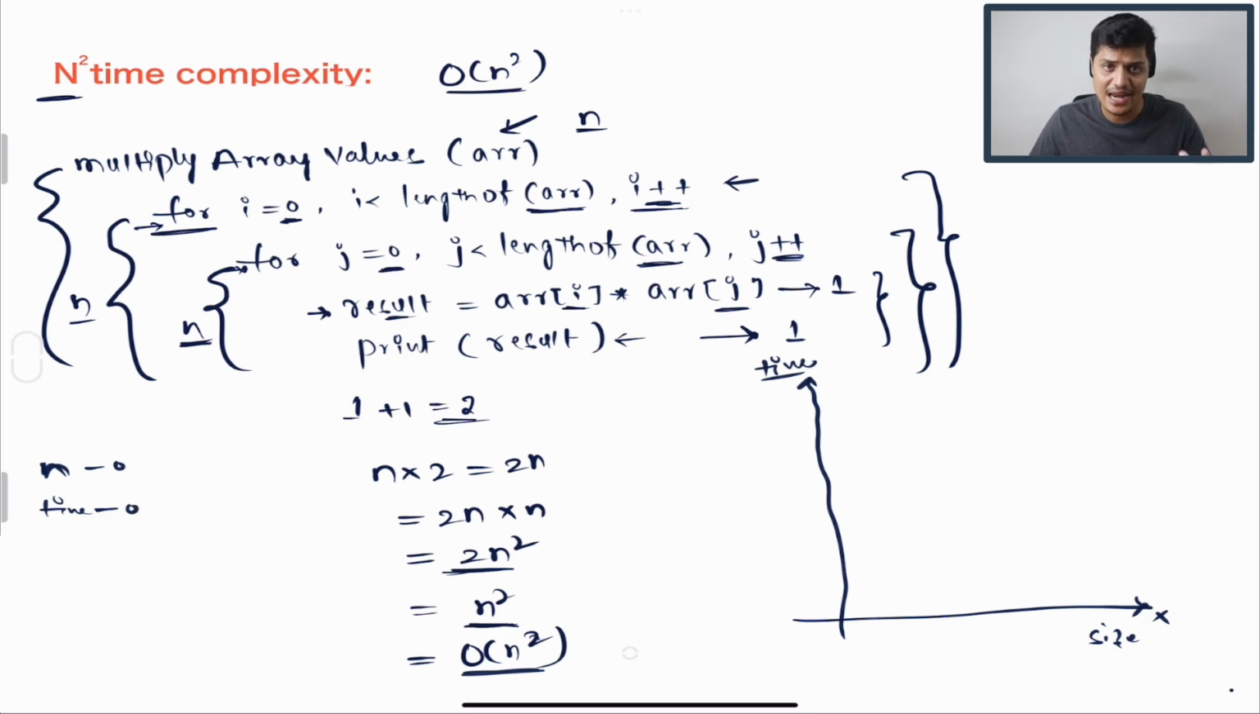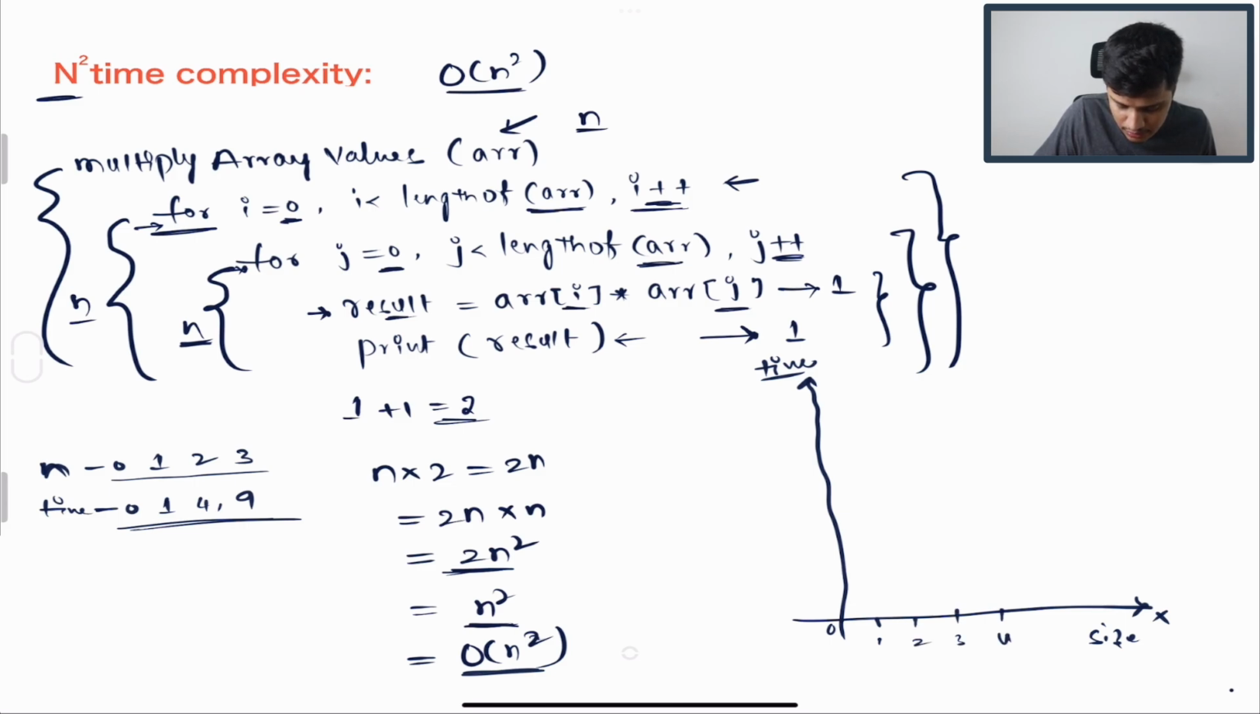For example, let's say the array has only one value. In that case, 1 square will be 1. So when n is 1, the time is 1 only. When we have an array of size 2, the n square value will be 4. Similarly, when we have an array of size 3, it will be 9. So if we try to plot these values on the graph, let's say on the x-axis we have 0, 1, 2, 3, 4, 5, and on the y-axis we have 2, 4, 6, 8, 10, 12, 14, 16.